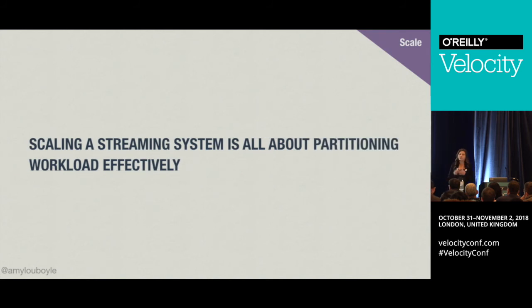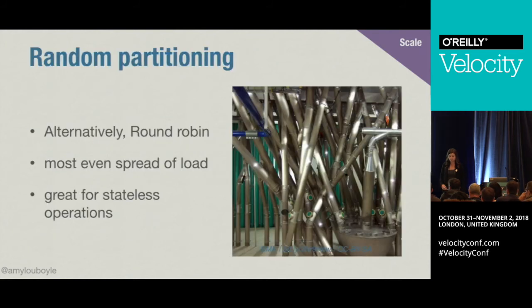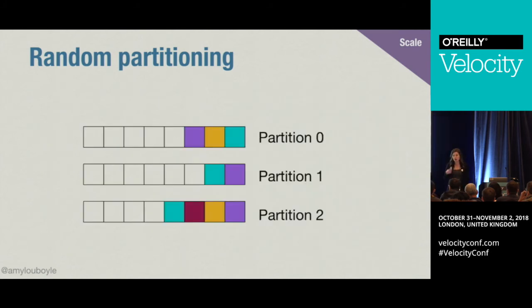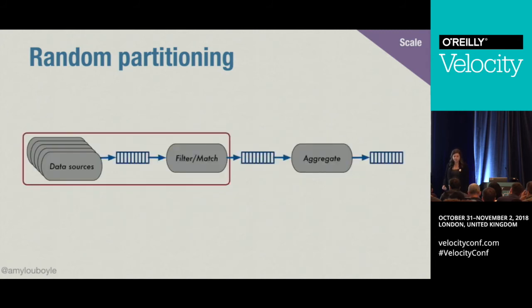Being able to scale your streaming system is about knowing how to partition that data in order to spread your load in a way that will work with your logic and downstream consumers. The easiest way to do this is just by randomly sorting out the data. This will give you the most even spread of load you can get, and it works excellent with stateless operations, which don't really care which piece of data they're consuming as far as their internal state is concerned. So it'll look like this, with any key ending up on any partition.